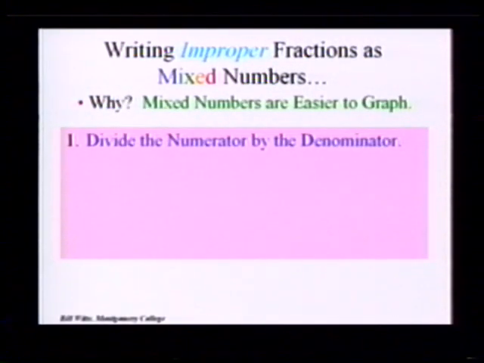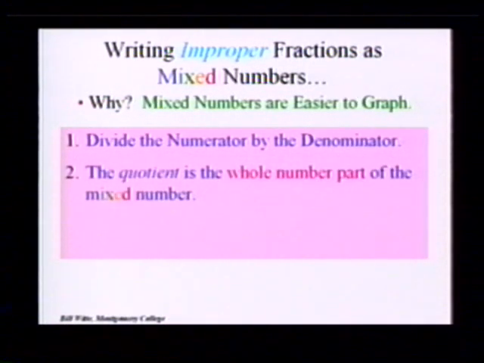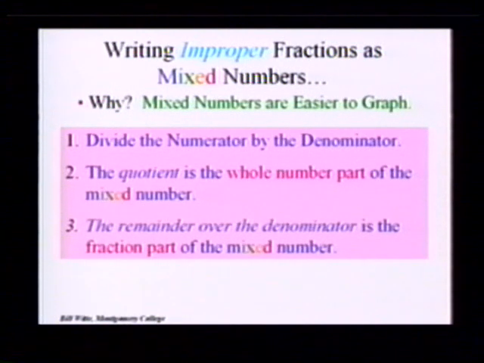We're going to divide the numerator by the denominator. That quotient is the whole number part of the mixed number, okay? And then the remainder is going to go over the denominator as the fraction part, okay? So we're going from improper to mixed here. We're going to have to do both, mixed to improper and improper to mixed. Let's try it.